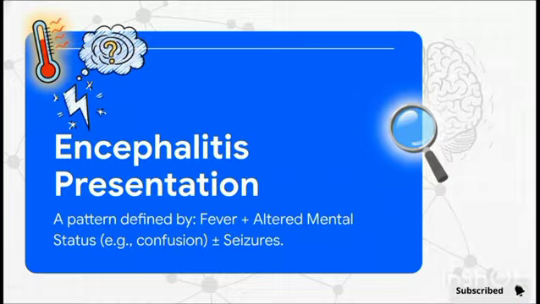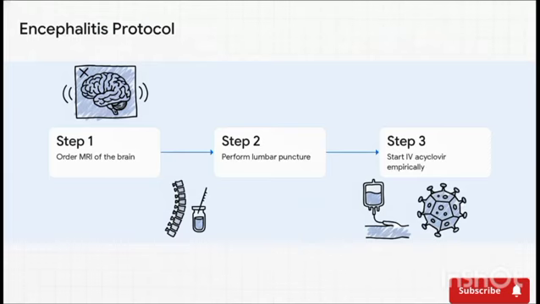We're not thinking about the covering of the brain anymore. We're thinking about the brain tissue itself. A fever, plus that altered mental state, maybe with some seizures thrown in, that is the classic presentation for encephalitis, inflammation of the brain. So the action plan is different. You start by ordering an MRI to actually look at the brain for signs of swelling. You still need that lumbar puncture, but you also immediately start IV acyclovir.